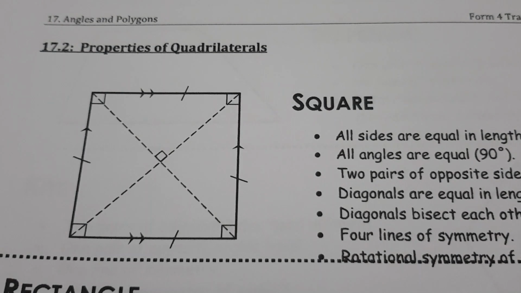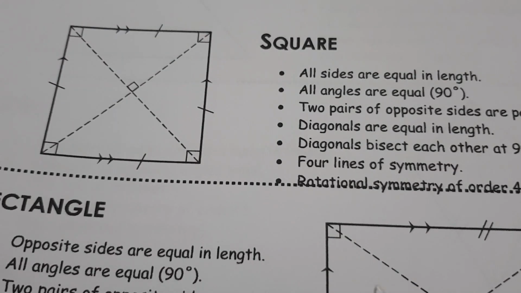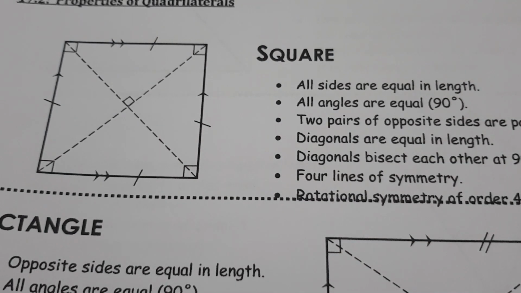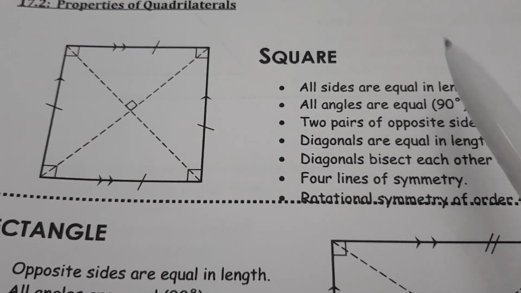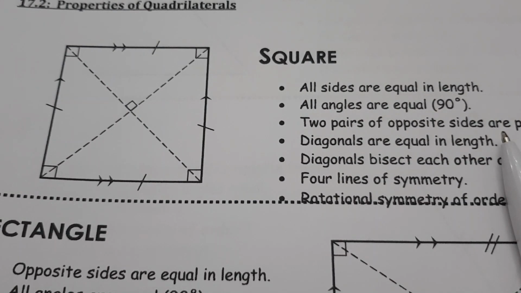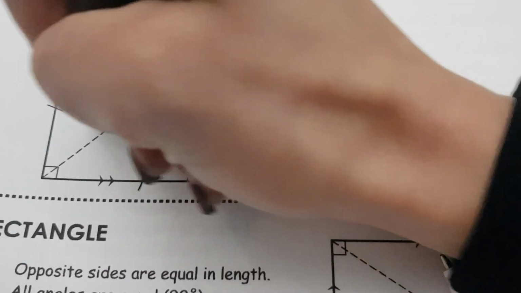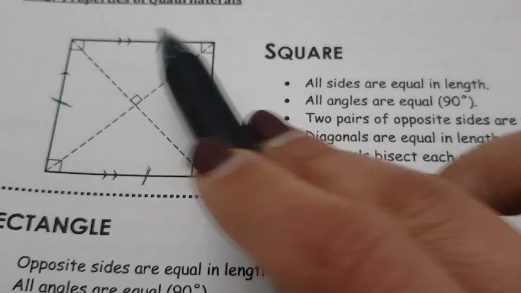So, properties of quadrilaterals, alright? These are different types of quadrilaterals. We have the square, right? You've got all your properties written down. You can just go through them. All sides are equal in length. Okay, you know what that means. They are all equal in length. All angles are 90 degrees.